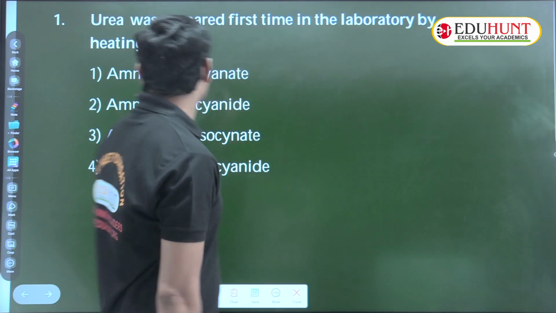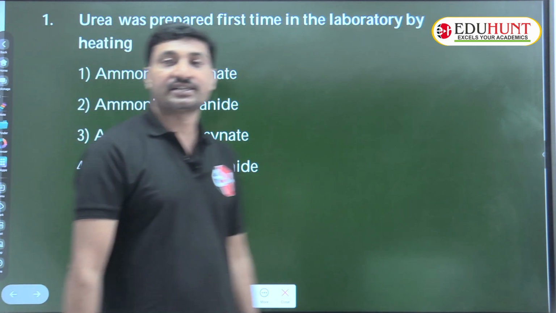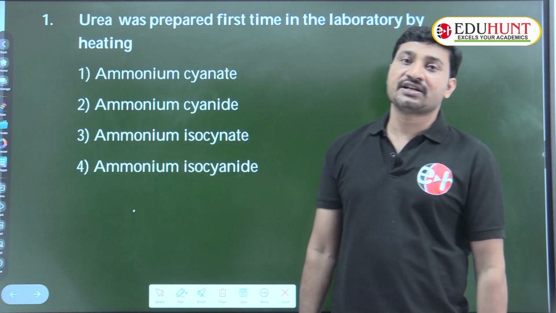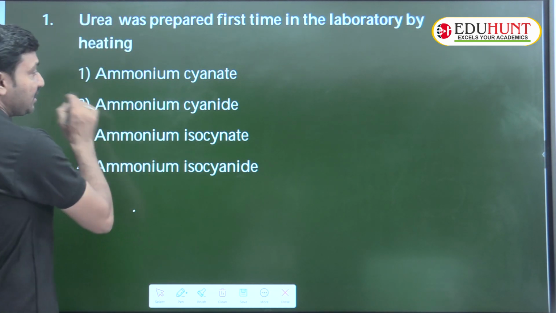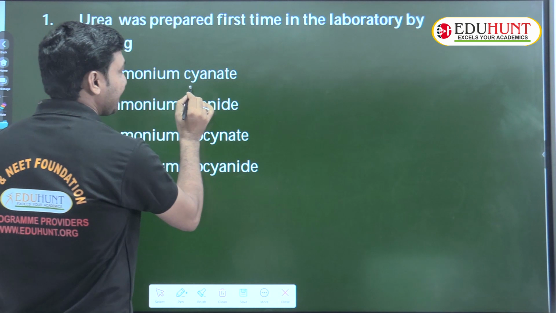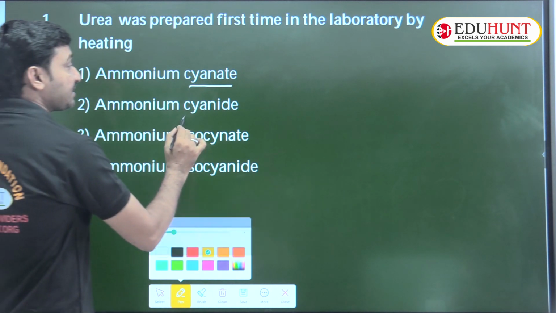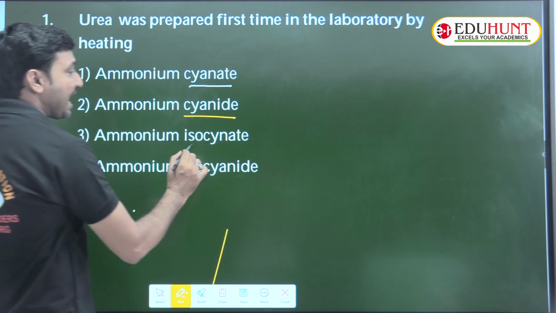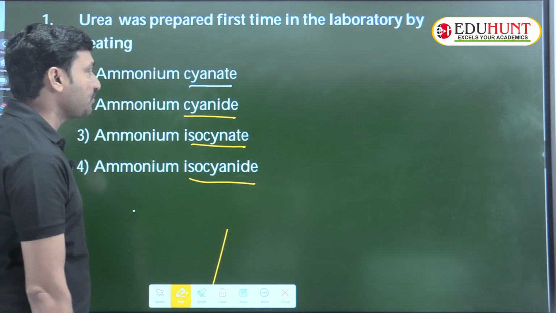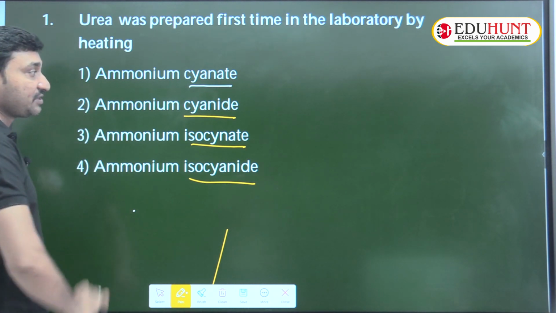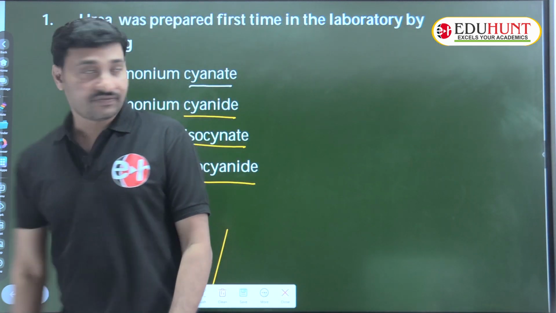Question number 1. Urea was prepared for the first time in the laboratory by heating. Already we discussed this in the introduction part. This is the first organic compound prepared in the laboratory, by heating ammonium cyanate. If you see the options: option 1 ammonium cyanate, second ammonium cyanide, third ammonium isocyanate, and ammonium isocyanide. All the options look confusing, right? But what is the right answer for this one?